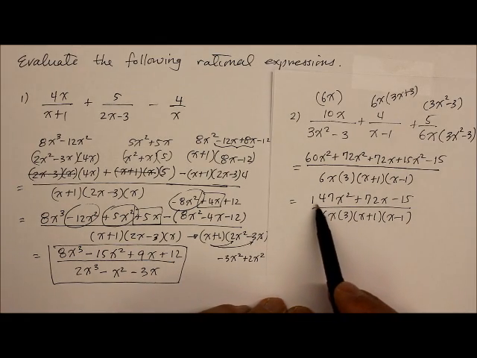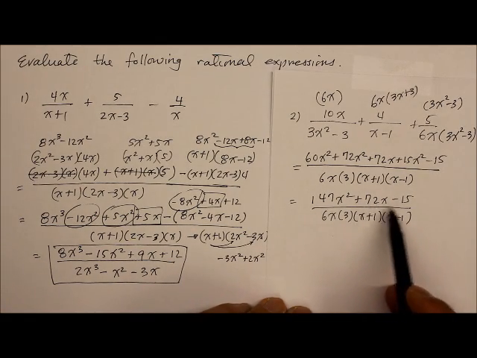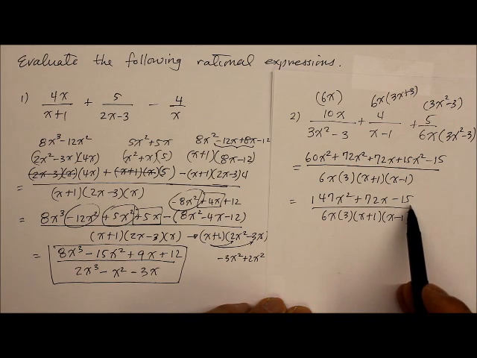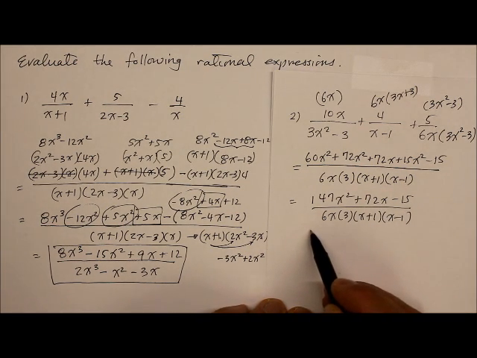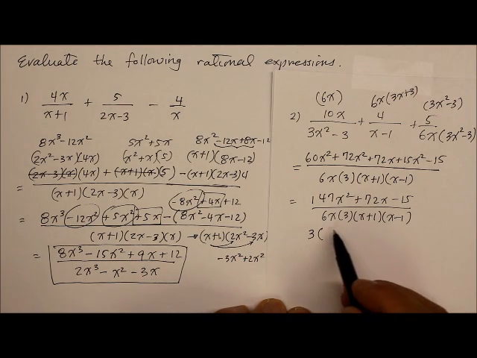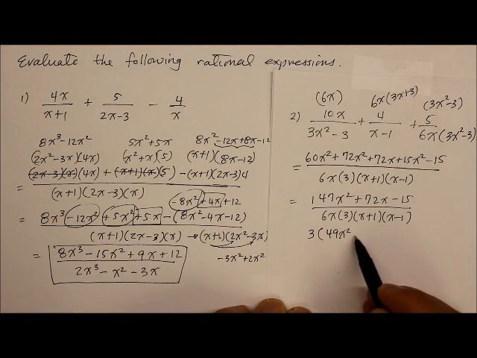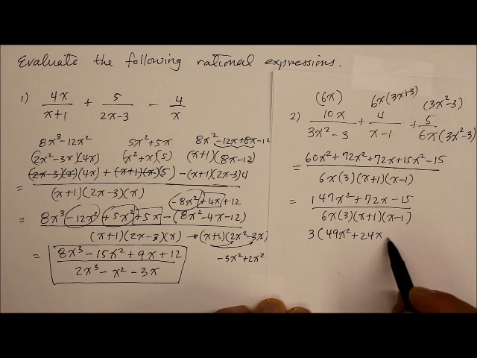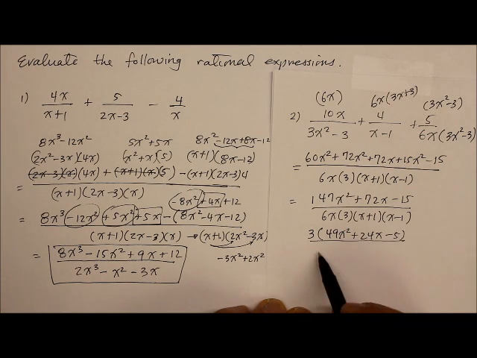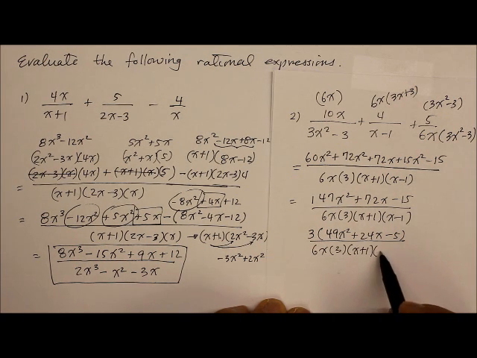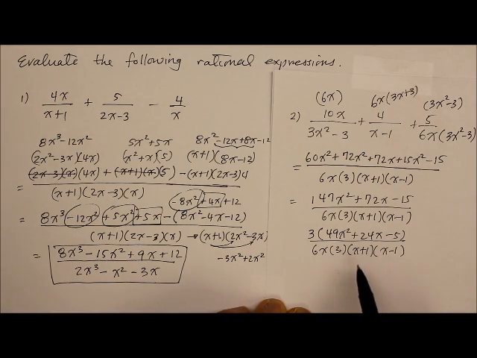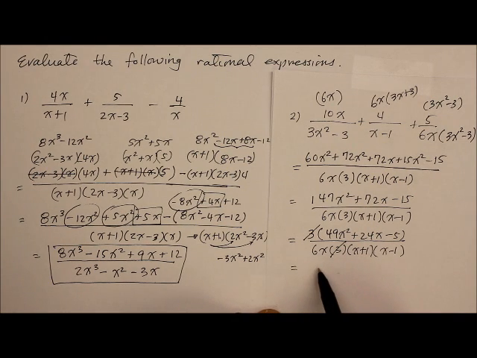Now if you noticed, these coefficients 147 and 72 and the constant 15, they have a common factor of 3. So if I factor out the 3, what we get remaining is 49x squared plus 24x minus 5. And on the bottom we have 6x times 3 times x plus 1 times x minus 1. And out of all that hard work, the only thing that you could simplify is the coefficient 3 with that 3. So what do we have remaining as the final answer?